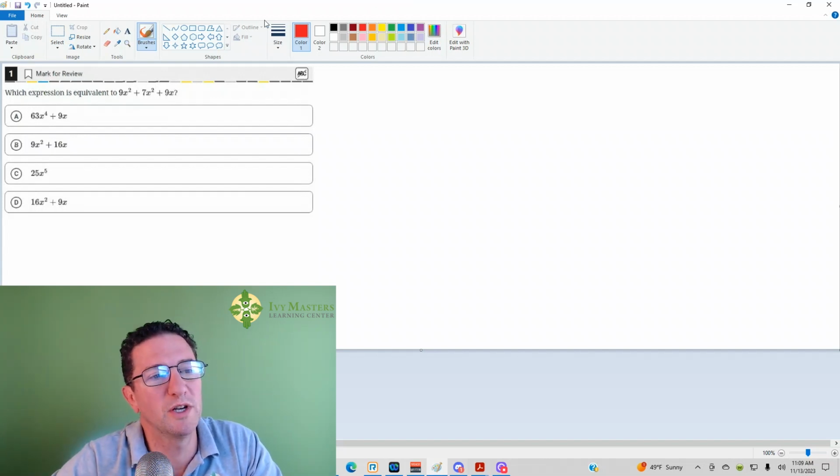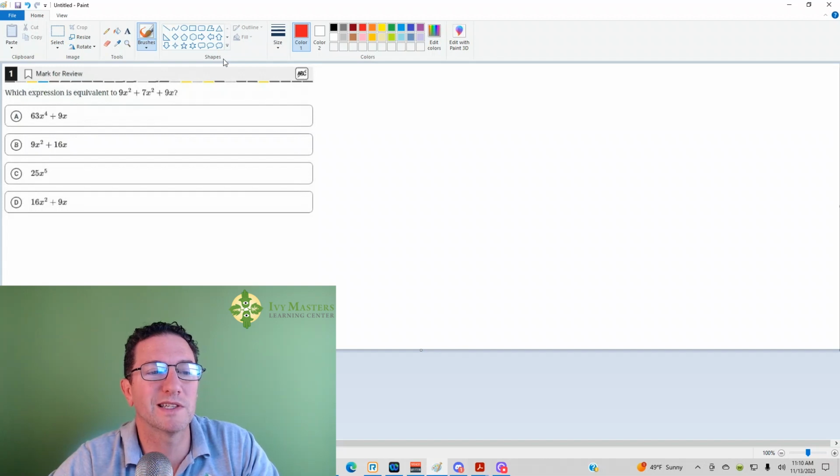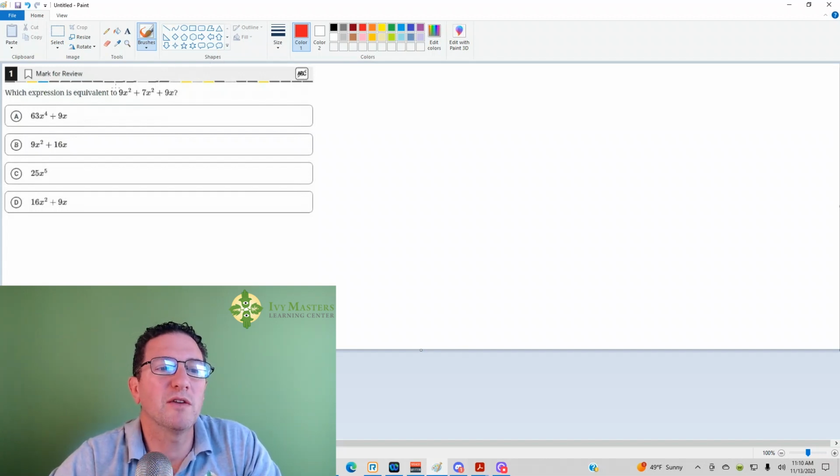Number 1 reads, which expression is equivalent to 9x squared plus 7x squared plus 9x? Well, you want to think of it this way. Here you've got 9x squareds. Here you've got another 7x squareds. You're adding them. How many x squareds would you have? You'd have 16x squareds. The correct answer is D.